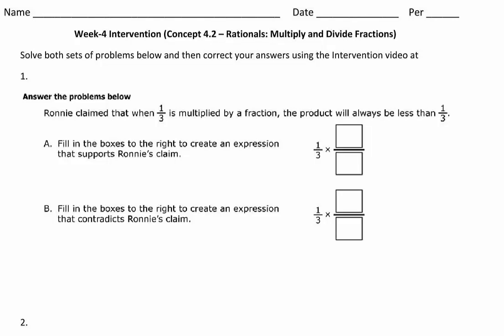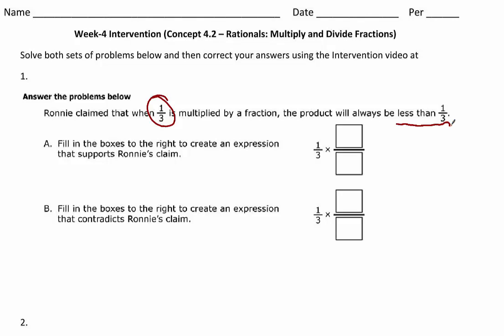This is what we were calling fraction logic in class. So the idea behind fraction logic is that you are looking at the expectation. Here it's saying when you multiply a third by a fraction, the product will always be less than a third. Is that true? When you multiply 1/3 times some other fraction, will you have less than 1/3? Well, here's how it works. If you multiply 1/3 by something less than 1 whole, you'll end up with less than 1/3.